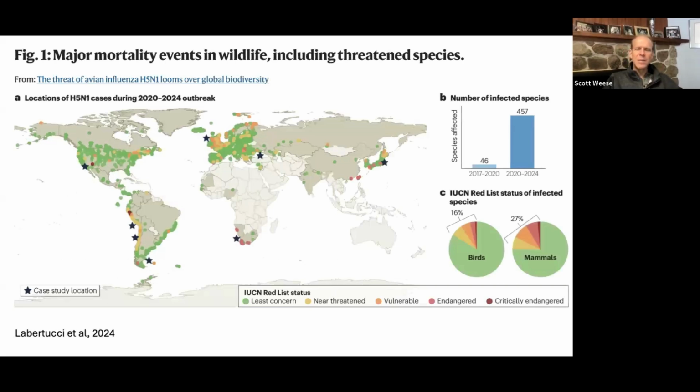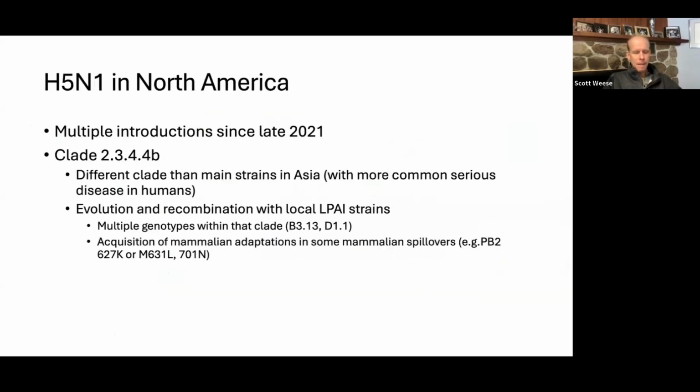And just to show that a little bit, this shows where we've had major mortality events in wildlife. And you can see it's a lot. North America, South America, Europe, South Africa, Asia. This is a very widespread problem, which means it's probably not going to go away very quickly.